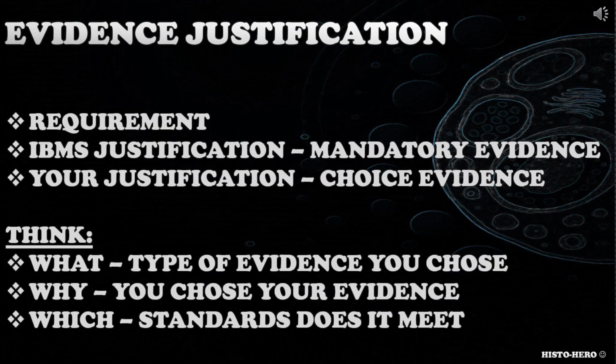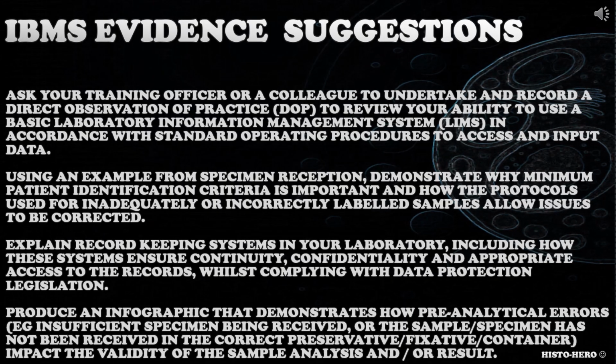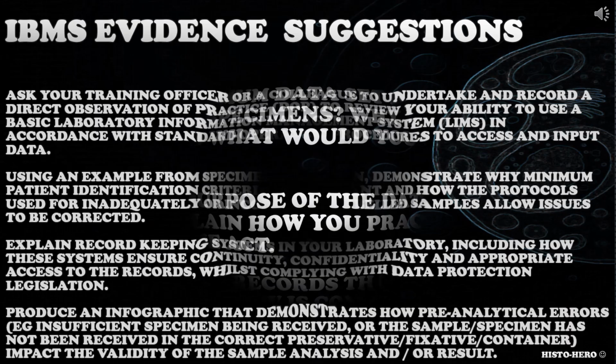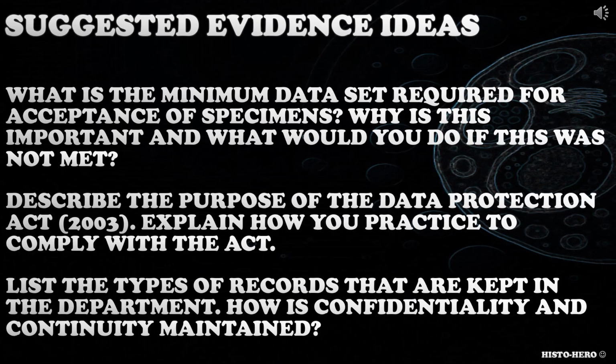Think about what type of evidence you have chosen, then think why you have chosen that particular evidence, and think which standards you are meeting with that evidence as well. These are some suggestions from the IBMS that could be used as the choice evidence in this section. They are pretty good and can meet several standards, which is what you need. And these are a few ideas of types of evidences you could consider. Again, they can meet several standards as well, which is the goal.